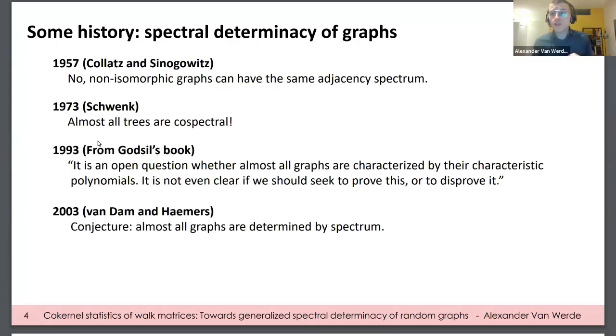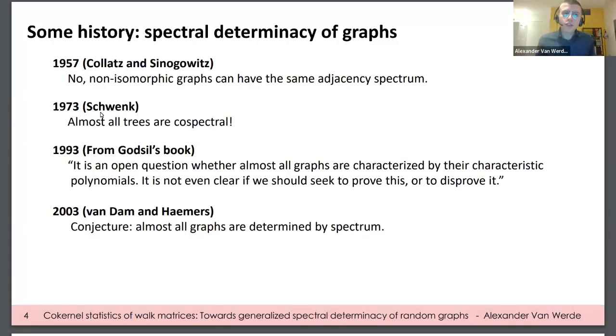Now, this turns out to be quite a difficult problem. And actually, for quite a long time, people were not entirely sure in what direction one should be trying to work. That is to say, should one try to prove that the same as in Schwenk's result holds for generic graphs? Or should one be trying to show the opposite, that graphs are in fact often determined by the spectrum? Well, that was an open question, and in fact, this remains an open question.